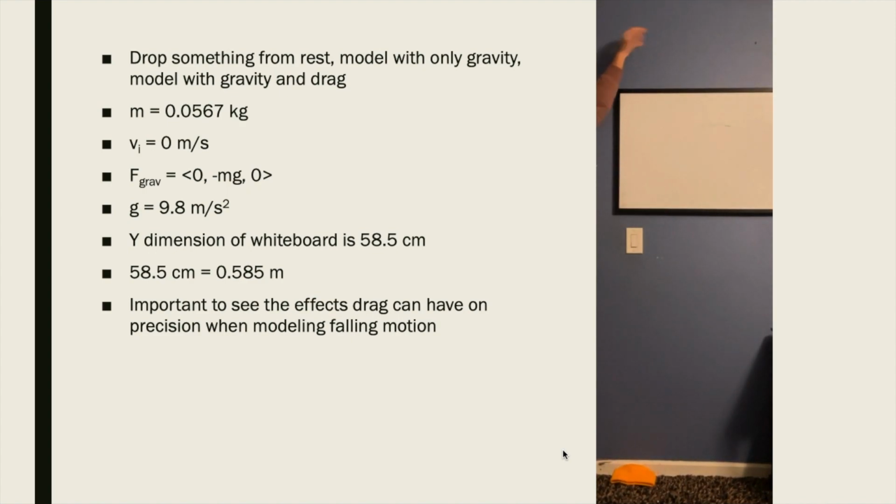We know the initial velocity is 0, and we know the gravity force vector is <0, -mg, 0>, where g is 9.8 meters per second squared. Also, we know the y dimension of the whiteboard is 58.5 centimeters, and we can convert this. And this lab is important to see the effects drag can have on precision when modeling falling motion.